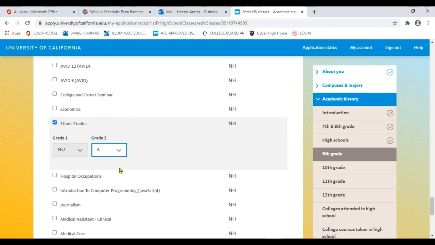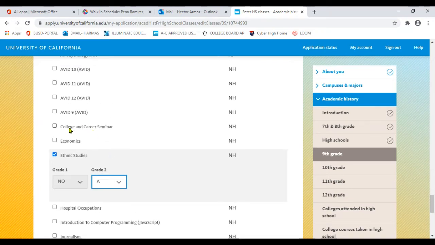That is very important. Sometimes there are issues with students' transcripts, or actually in the way students report it, because they'll put down that they took ethnic studies in the first semester, and they'll leave this blank, which will show that there's an error. So in this case, I did not take ethnic studies first semester, I took it second semester. Now, I also took college and career, and if I notice, there's college and career.